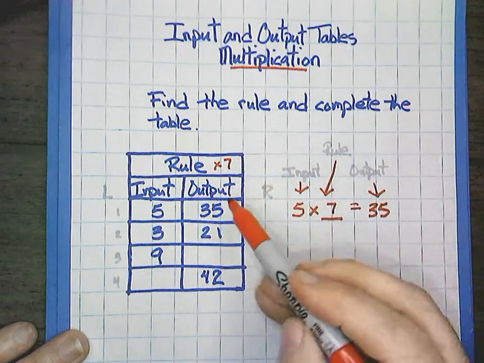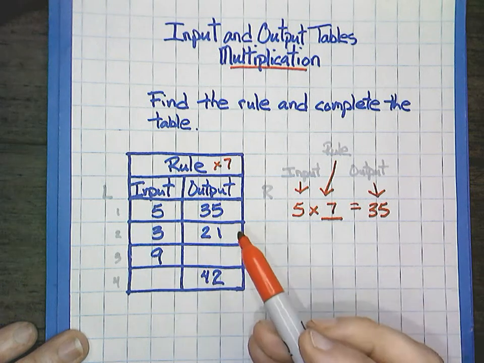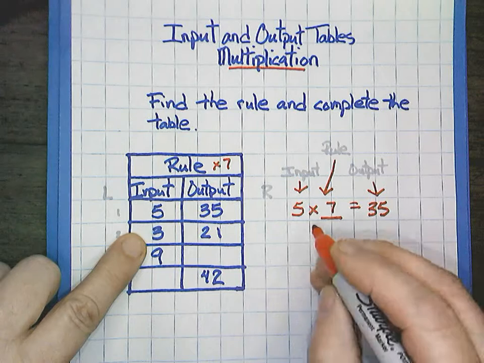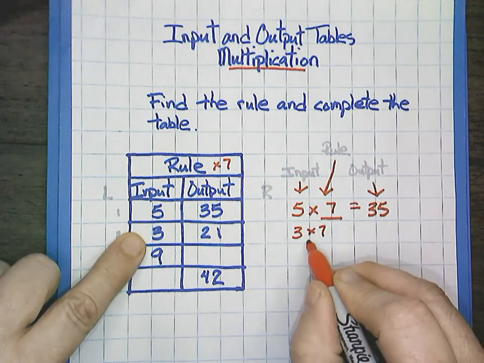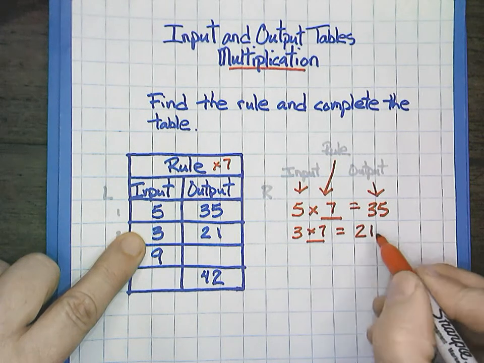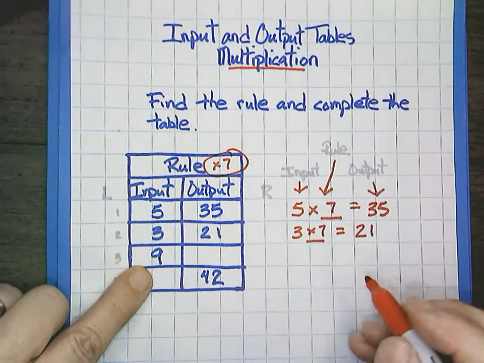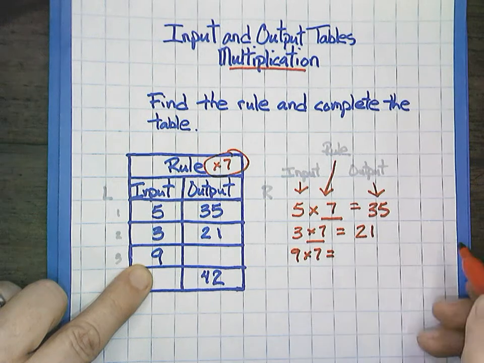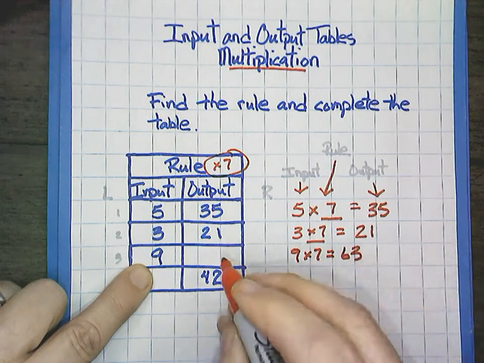Once you have your rule, you would have to apply the same rule for all of these numbers. I'm going to check and make sure that this rule is true. So here, I'm going to write an equation, 3 times 7, which is my rule. And I know that 3 times 7 is equal to 21. So our rule is going to be times 7. For this one, it's going to be 9 times 7. And if you use your multiplication facts, that would be equal to 63.